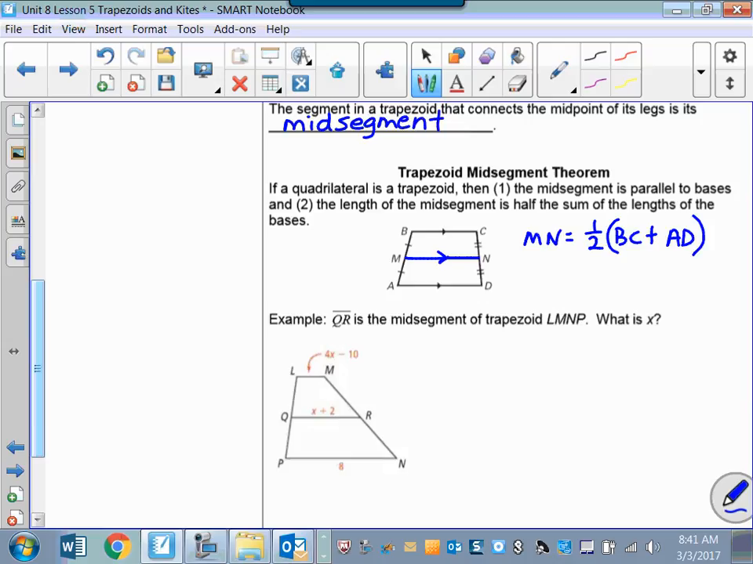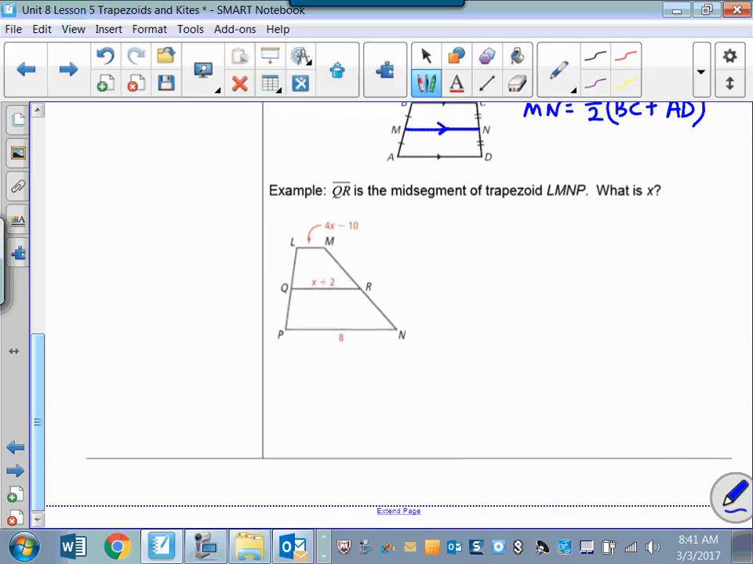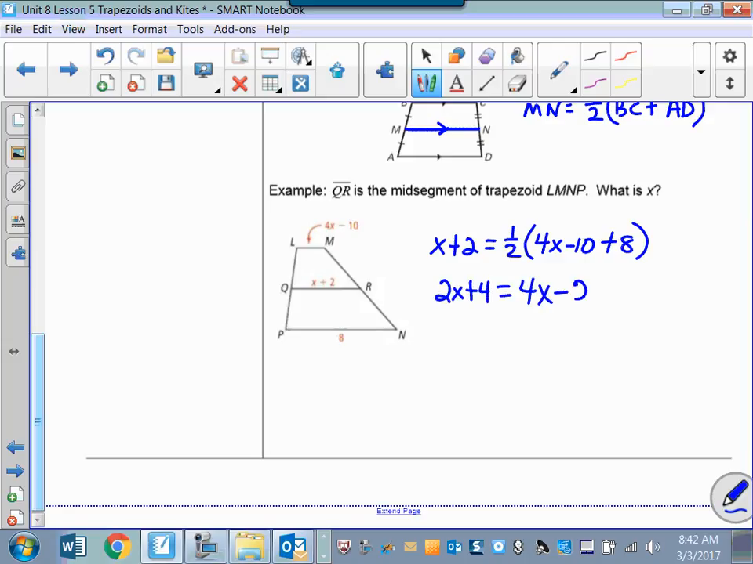So let's put that into action here with a little example. QR is the midsegment. What is the measure of x? Okay, what did the theorem just tell me? It told me that the midsegment is 1/2 the sum of the bases. So 4x minus 10 plus 8. All right, I'm just going to multiply both sides by 2 first to get rid of that 1/2. And that's going to give me 2x plus 4 equals 4x minus 2.